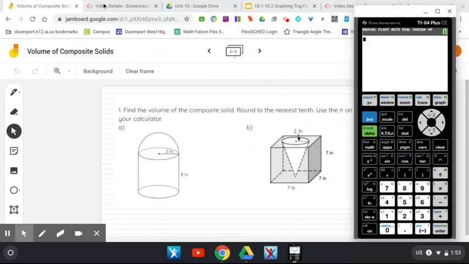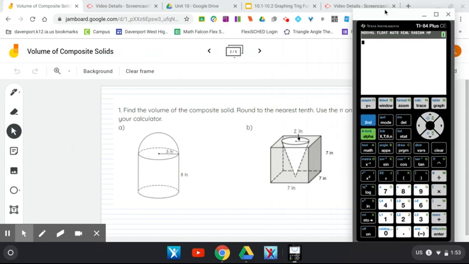All right, so let's go ahead and do this first one. Your two composite solids here on the bottom, you see how you have a circular base here and here. If you have two circular bases, you have a cylinder. So we're going to start with the volume of the cylinder.